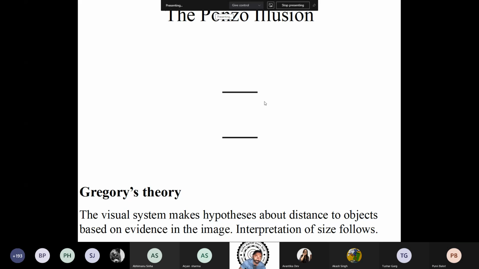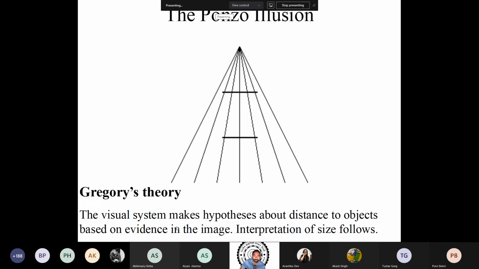And many times our perceptual systems are tricked into illusory aspects because of additional things that are there in the environment, because we make hypotheses about distance and many other things based on the evidence in the image. So we are essentially taking the image as sacrosanct and making a hypothesis about the nature of the objects within it. After we have made it, only then we start interpreting it, including interpretation of size.